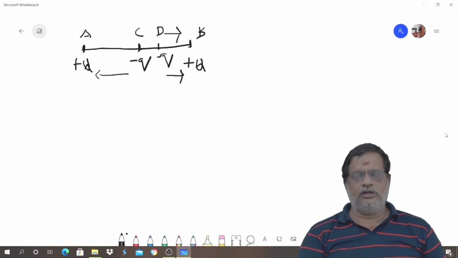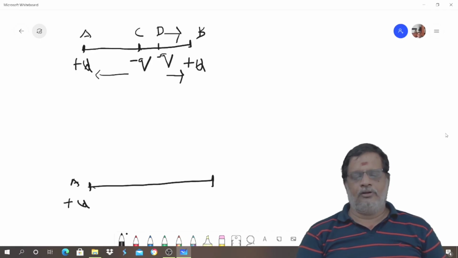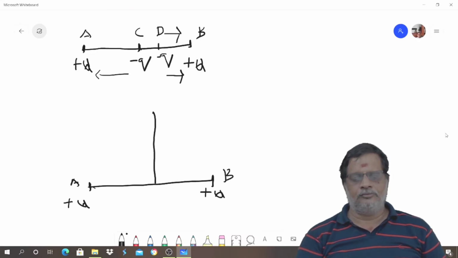In the other case, we saw that for displacements parallel to the line joining the two charges, the middle charge was in stable equilibrium. Now we see that it is in unstable equilibrium. So let us check what happens if I displace it along the perpendicular bisector. This is plus q at A, this is plus q at B, and I am going to displace it along this line. This is minus q placed at C.